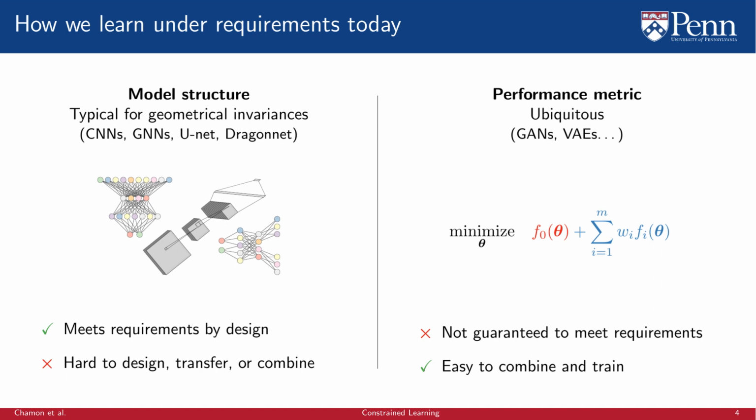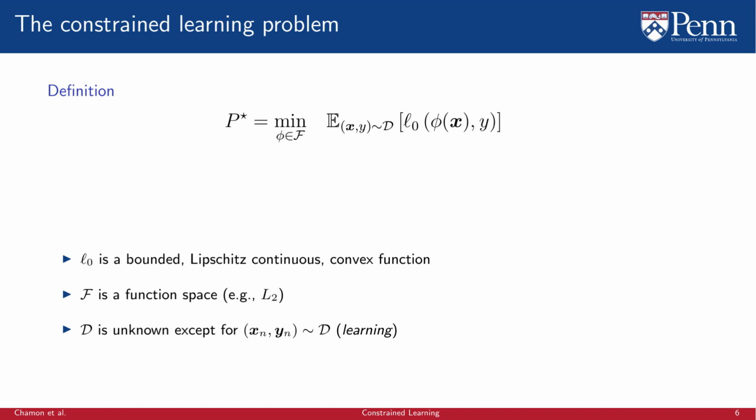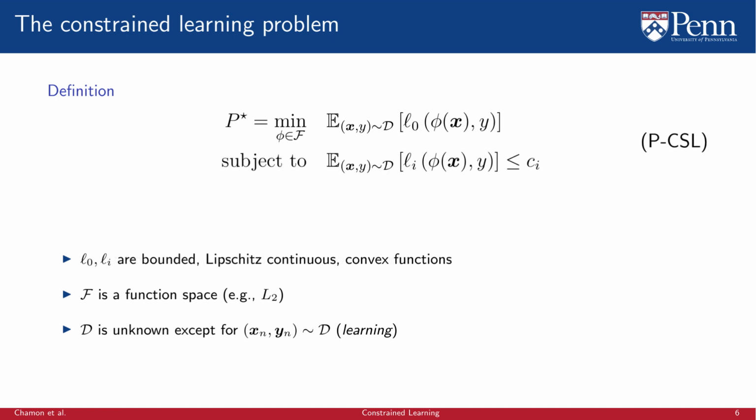Since it would seem that modifying classical learning tools cannot fully address the issue of specifying behavior during learning, we set out to develop a new theory of constrained learning so that we can provide tools to learn under requirements. Now let me start by clarifying that what I mean by constrained learning is exactly what you are thinking about. We just take the classical learning problem of minimizing unexpected loss and add constraints.